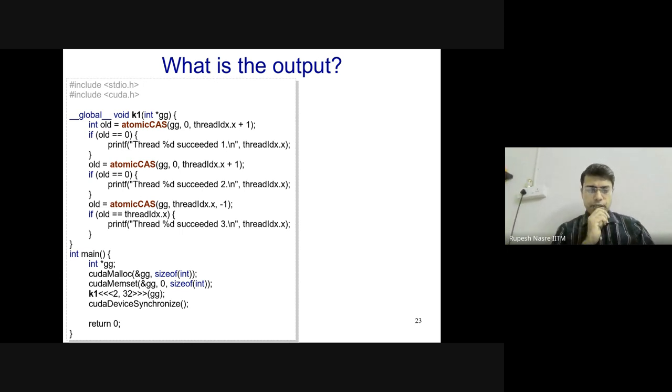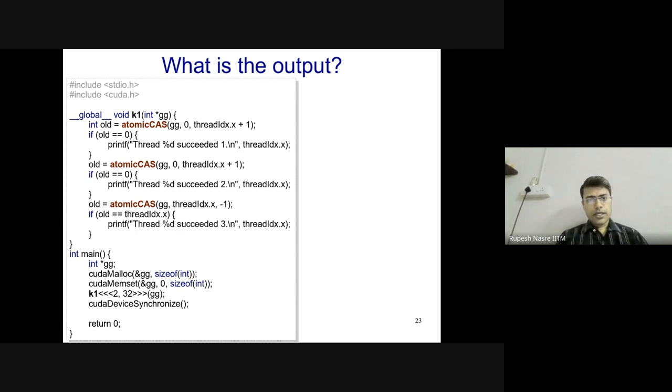Okay, so Sanjeev says zero. Any other suggestions? So I'm assuming what you are saying is thread zero succeeded, one is what it will print. Okay, so there are two warps running, right? Sowmya Lakshmi says first printf will succeed. Suppose, say for TID x, gg equals x plus one now, and second printf will not succeed. Third printf will succeed for TID x plus 1. Abhishek says it may be any thread in one of the warps. Yes. So that's a good analysis, right?